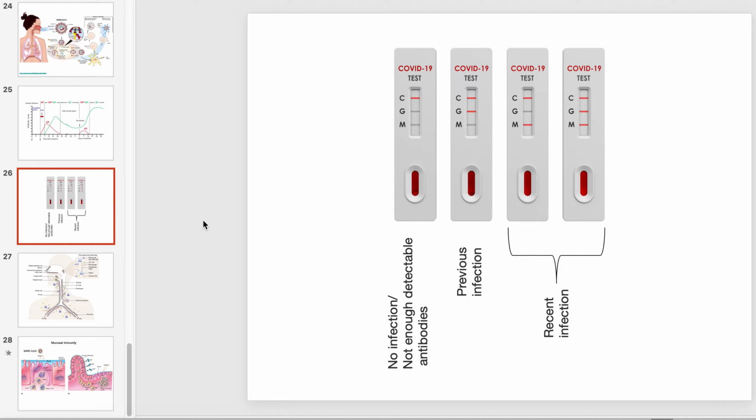And so here are a few outcomes on these COVID-19 test kits. They look a lot like a pregnancy test. So in this particular scenario, there's no infection or not enough detectable antibodies, meaning that the individual probably was infected, but for whatever reason didn't fight the virus with these particular IgG or IgM antibodies. Or it was too long ago that the infection happened, and therefore the individual is testing negative.